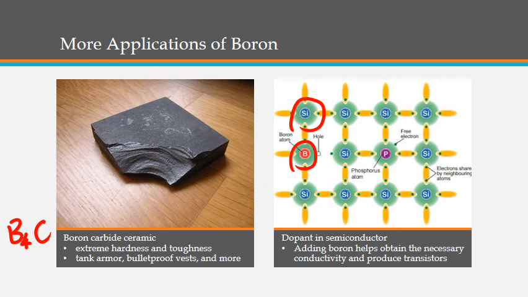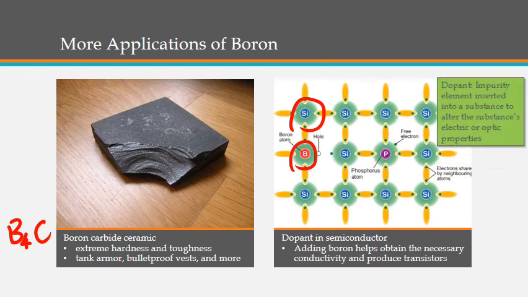And what does boron do in a semiconductor? Boron is an excellent dopant in a semiconductor. So what is a dopant? A dopant is a trace impurity element inserted into a substance to alter the substance's electric or optical properties. So in these semiconductors, including silicon, germanium, and silicon carbide semiconductors, boron can help these semiconductors to have the necessary electric conductivity in order for them to produce transistors and diodes, which are really important in the computer industry.